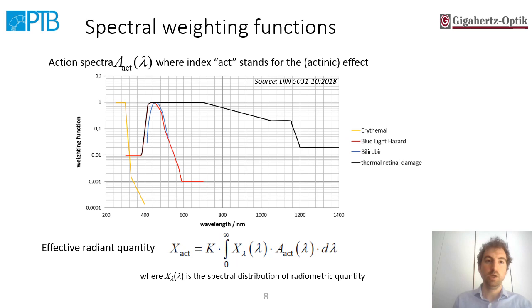On this slide, we show you some different spectral weighting functions. In yellow, you can see the erythemal function, which is defined from 200 to 400 nanometers. Interesting here is the high dynamic range when you look at the logarithmic Y scale. In black, you can see the thermal retinal damage, in blue the bilirubin function, and in red the blue light hazard function. So there are different weighting functions which can be applied to your spectral measurements.